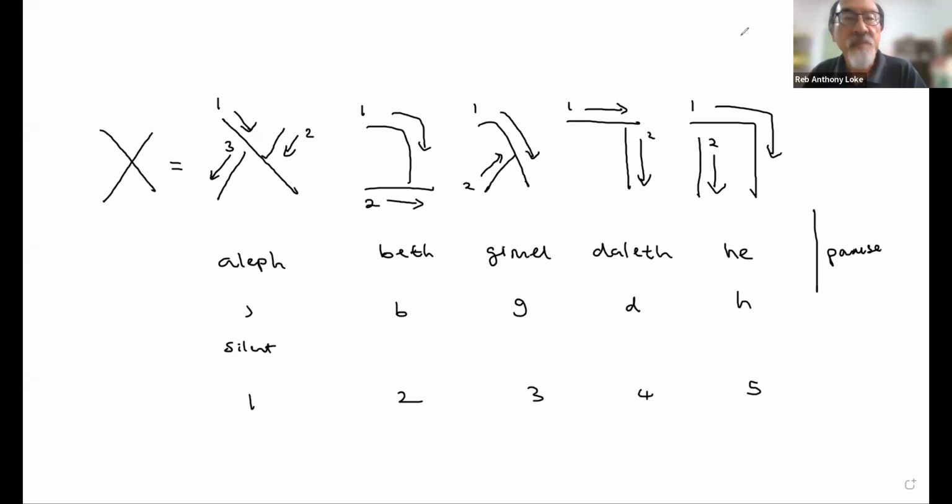Okay, we are back. So the first group of five: Aleph, Beth, Gimel, Daleth, Hey. Silent, B, G, D, H. Okay, so that's the first group. Let's look at the second group.